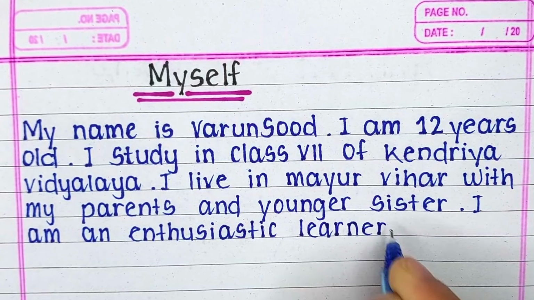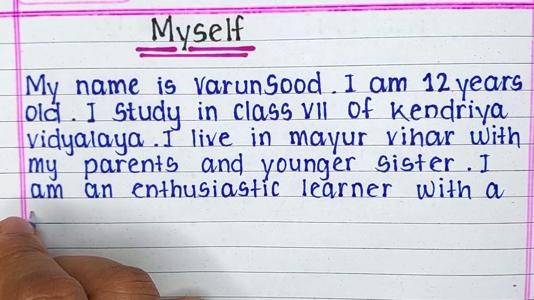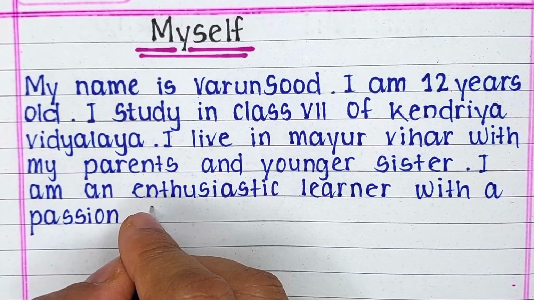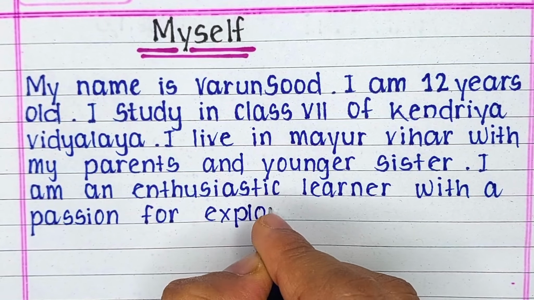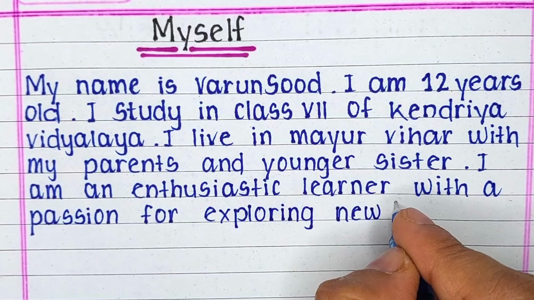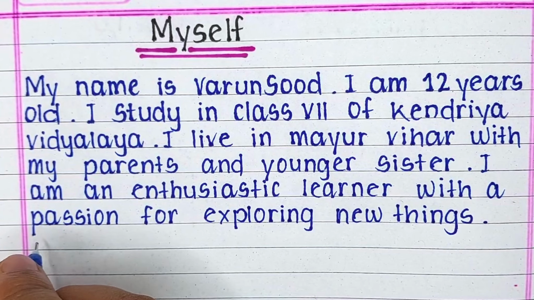Next, you have to form a sentence using some descriptive adjectives about you. Here, for example, I am writing, I am an enthusiastic learner with a passion for exploring new things.